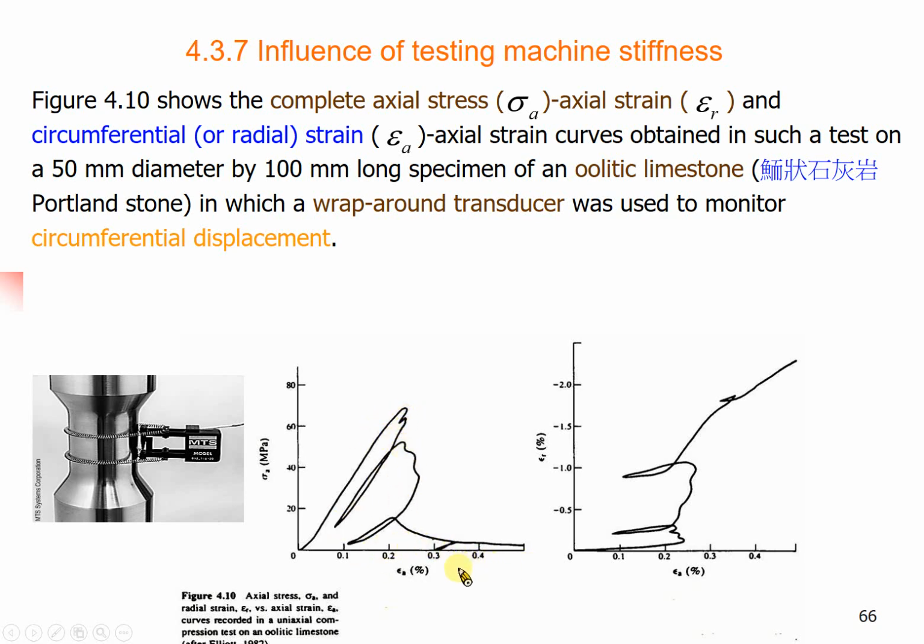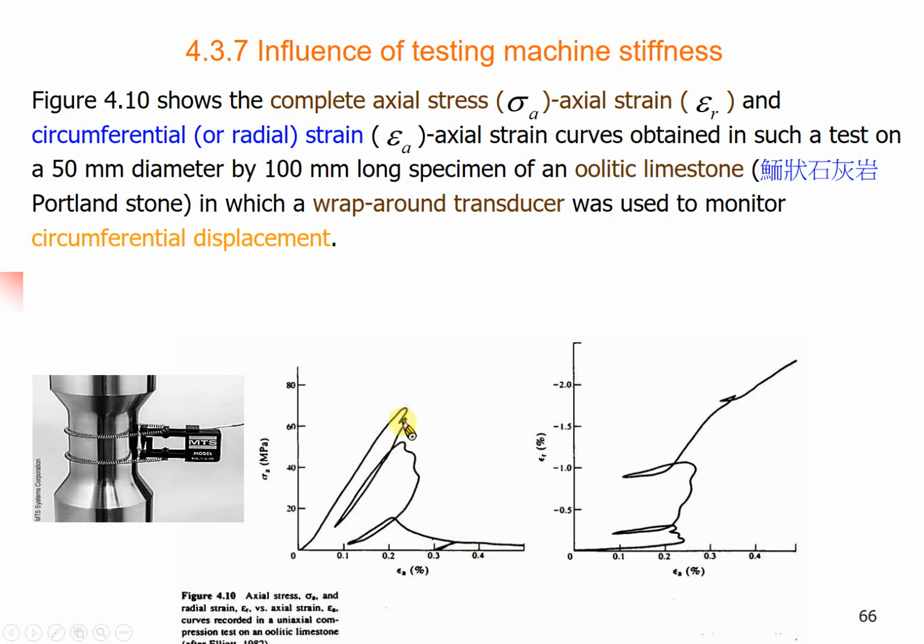How was this obtained? This will be like I told you. You load it, and when it goes up to the peak strength, you unload it. And load it again, unload it, load it again, unload it. So you will have this, going down, and going up, and going down, and going up. And here, going down, going up.